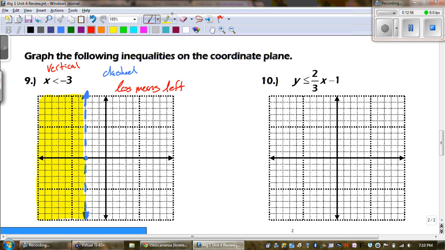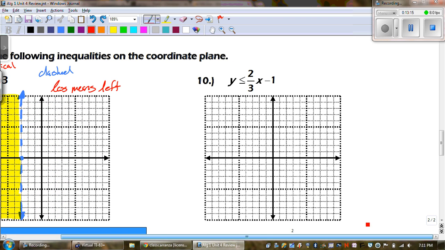Now, another way that we could do this, if we had our test point, which was 0, 0, is 0 less than negative 3? No, it's not. And see how 0, 0 is right there? Did we shade that point in? Nope. So that's good. All right, number 10.